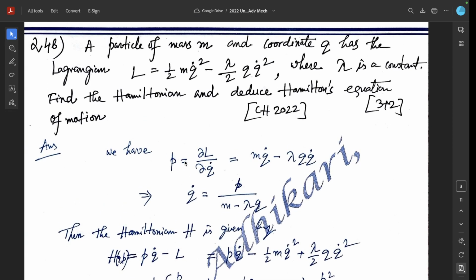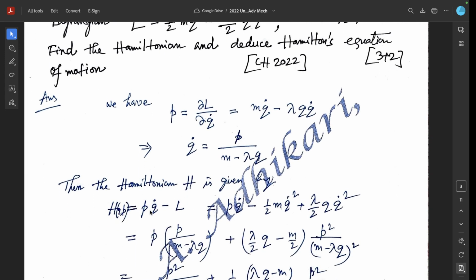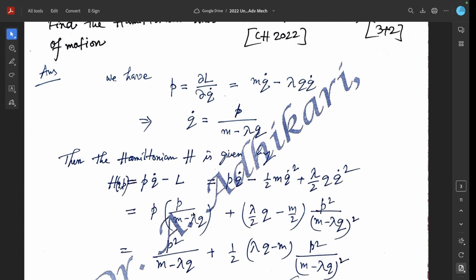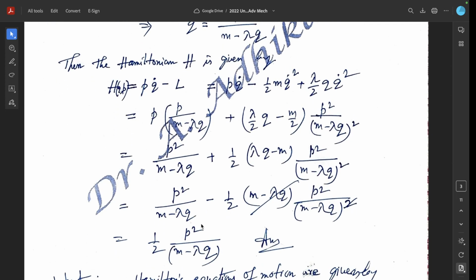We have P equal to del L by del q dot. P is the momentum corresponding to q, and so this equals m q dot minus lambda q dot, because L is this. So q dot equal to p divided by m minus lambda. The Hamiltonian H is equal to P q dot minus L, and substituting the value of q dot here, we get the Hamiltonian H equal to half P square by m minus lambda.